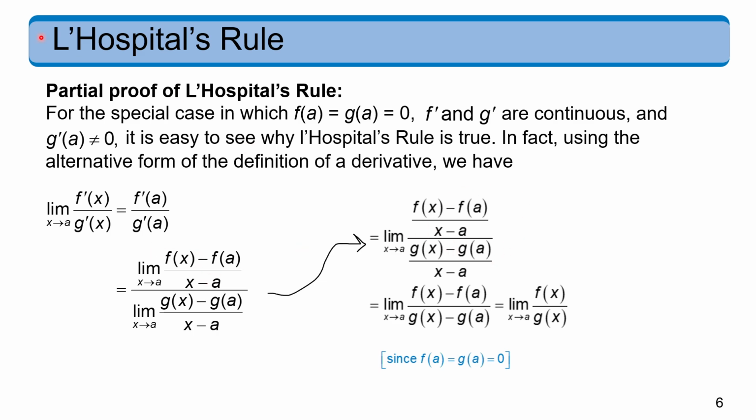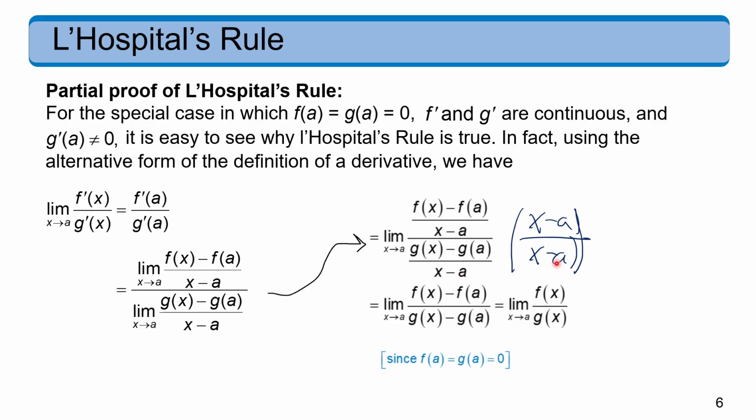So then in the next step, it just uses some algebra. If you multiply top and bottom by x minus a, that's just going to cancel, right? This x minus a will cancel with that one.